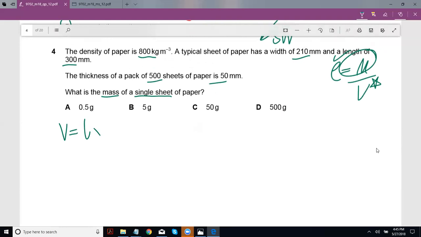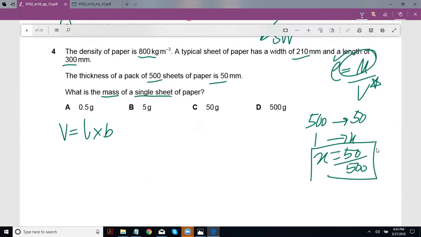So it's length in, think, first we'll find the volume of 500 sheets, because I think you can either do the volume of 500 sheets, or alternatively you could just figure out the thickness of one sheet. Because if the thickness of 500 sheets is like 50 millimeters, then the thickness of one sheet will be x, giving you 50 upon 500. That will be the thickness of one sheet in millimeters.